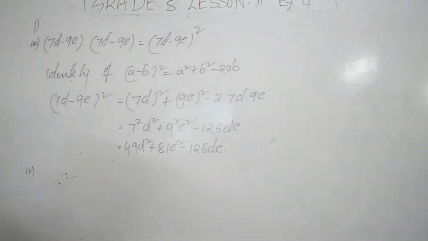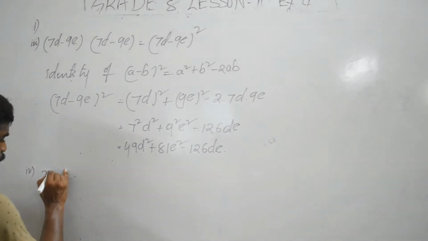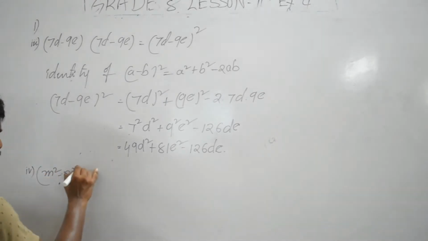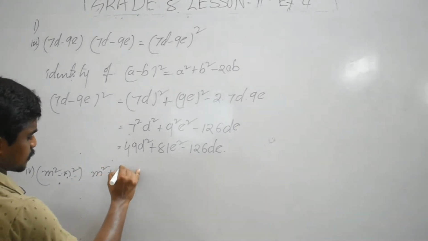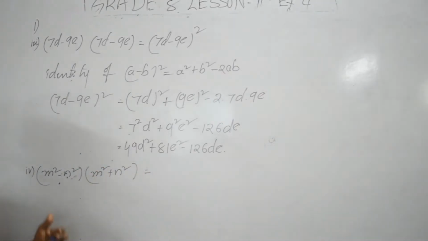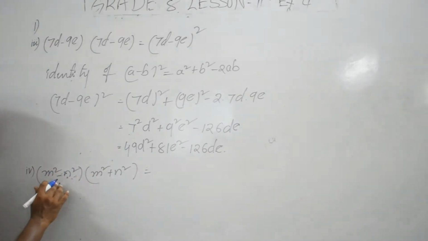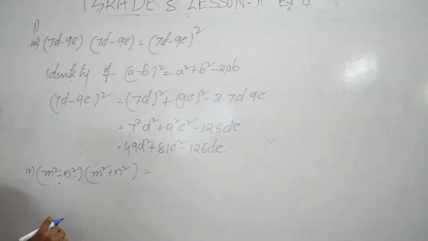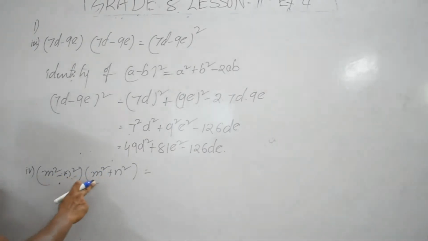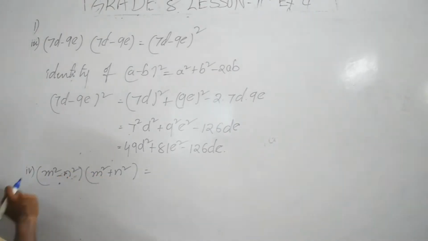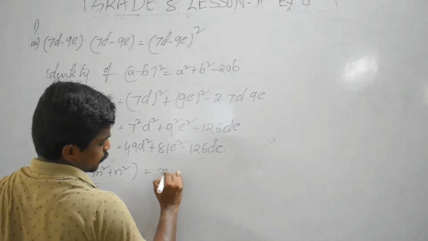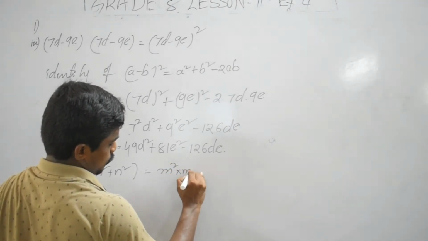Fourth one, m square minus n square, m square minus n square, m square plus n square. Here see, now these both are different, but terms are equal, only signs are different. This is how to write. Here see, m square is given 2 times.